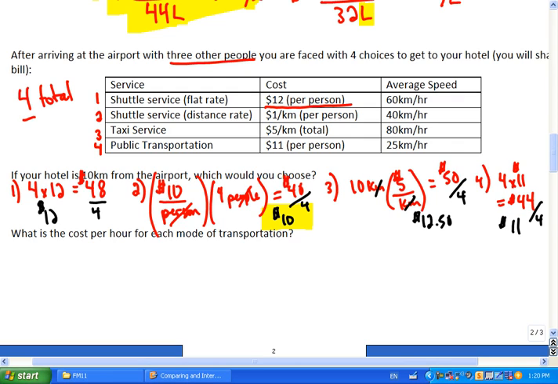So for part 2, what's the cost per hour? This time we know what the cost is, we just don't know how long it takes. So for number 1, how can we figure out how long it's going to take to get from the airport to the hotel if we take the flat rate shuttle? You know that it's 10 kilometers. How can you use 60 kilometers per hour as a rate? 60 divided by.